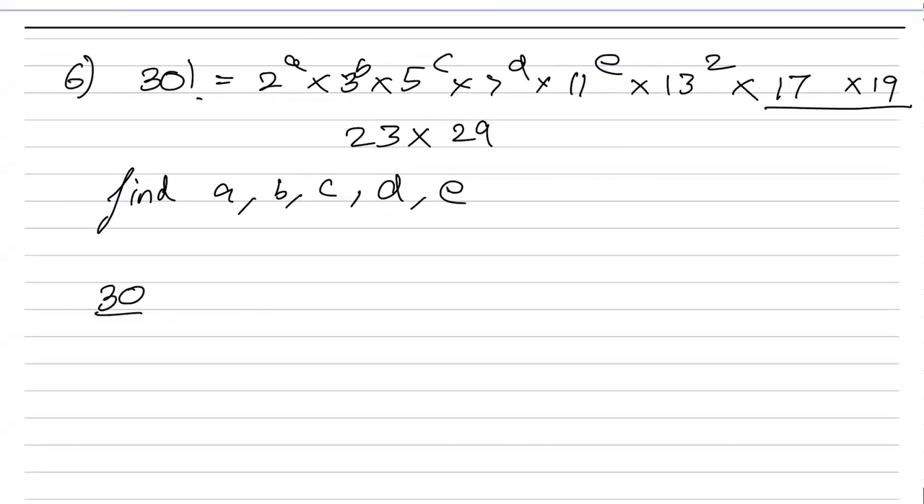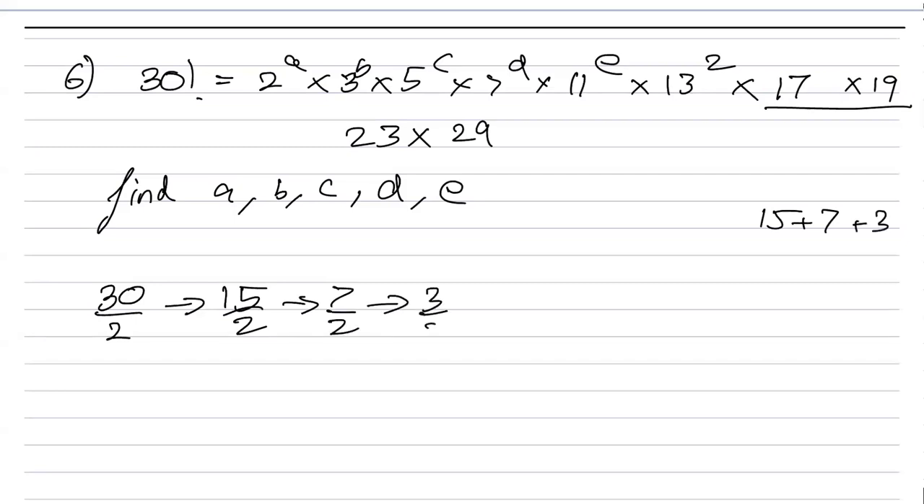Okay. 30 divided by 2 is 15. I'll keep 15 aside. 15 divided by 2 is 7. So I'll keep 7 aside. 7 divided by 2 is 3. I'll keep 3 aside. 3 by 2 is 1. And I'll stop myself over here. This is 26. So A is 26.